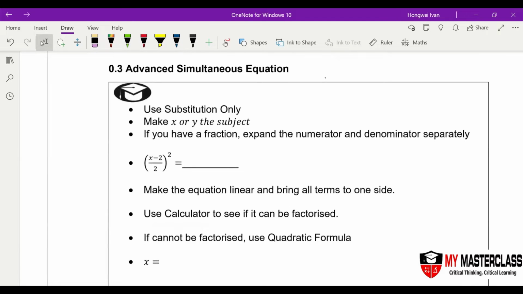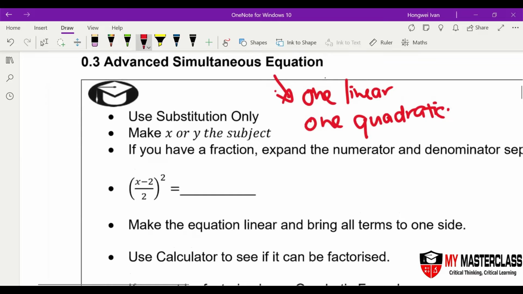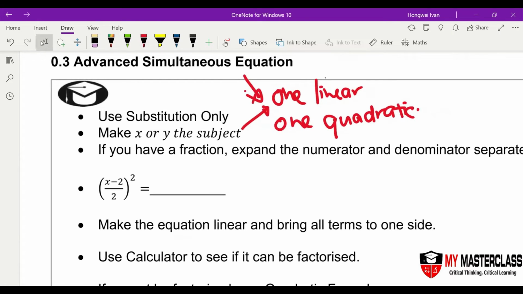This advanced simultaneous equation, I will not dive into it. I will just use it as a recap only. Advanced simultaneous equation means, write down, one linear and one quadratic. Use substitution only. Make x or y the subject from the linear one.